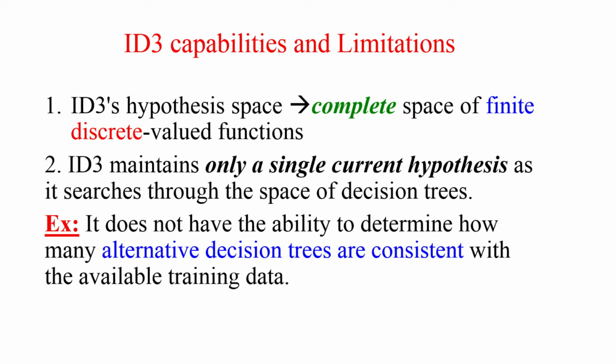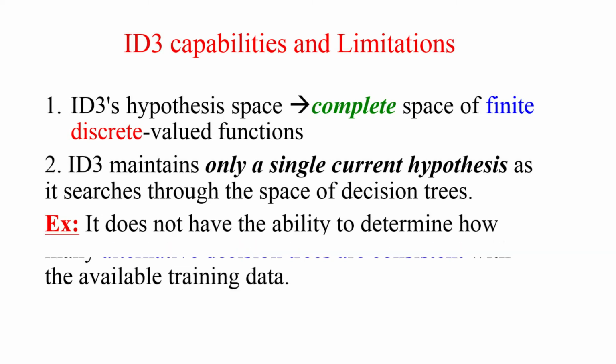training data. One of the limitations of ID3 is that it maintains only a single current hypothesis as it searches through the space of decision trees. This shows that ID3 does not represent all the consistent hypotheses. It determines only a single hypothesis. It does not have the ability to determine how many alternative decision trees are consistent with the available training data.